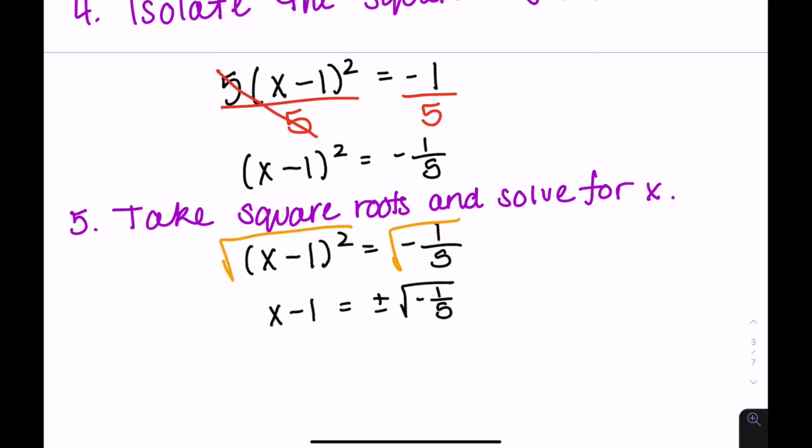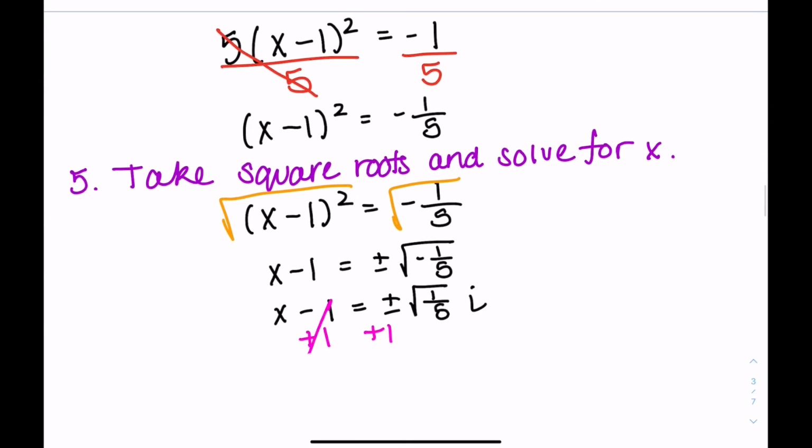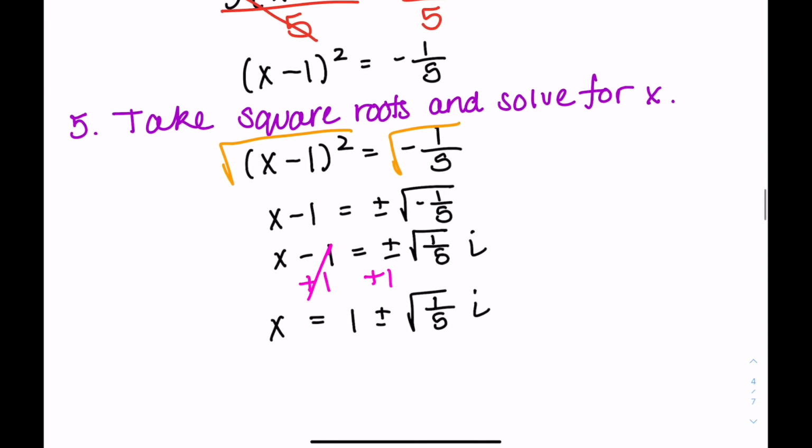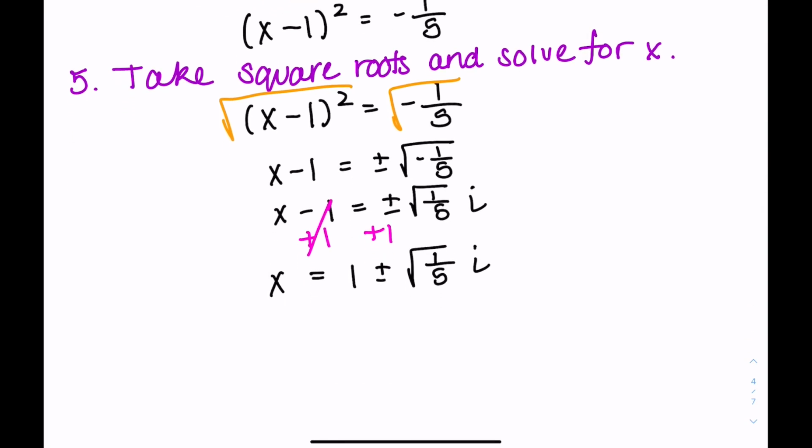And if we take a square root, we need to make sure we put that plus or minus on the one-hand side. And then we go ahead and we add that 1 over. And because we're taking a square root of something negative, we get the i that pops out with it. So we add the 1 over and we get 2 solutions. x equals 1 plus square root of 1 over 5, i. And then 1 minus square root of 1 over 5, i.